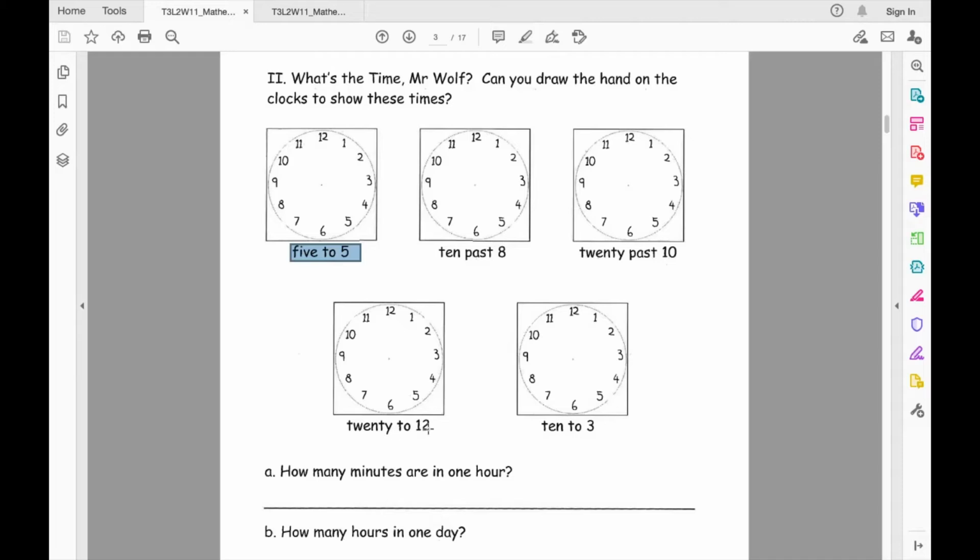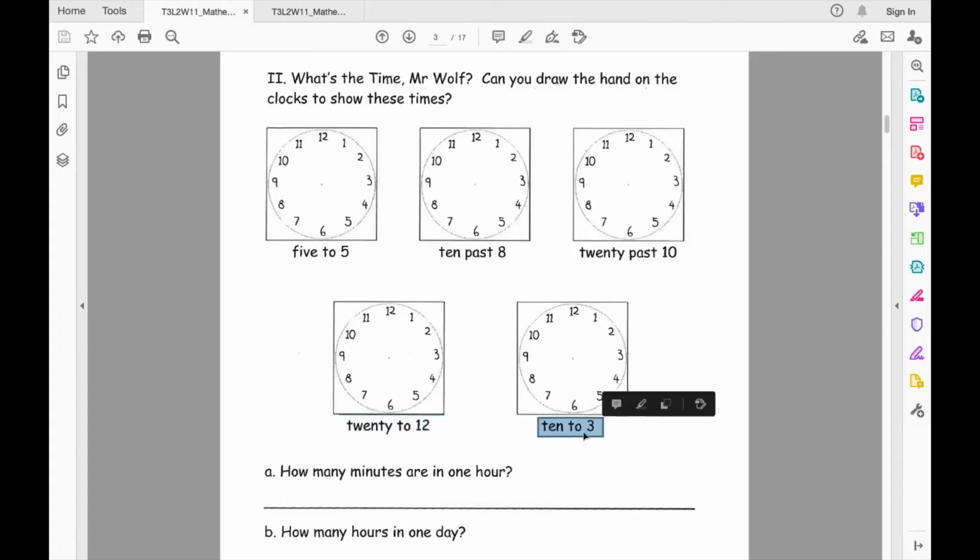Or 20 to 12 over here. That one's a bit tricky. That means there's 20 minutes left to a full hour. So to find that out, you do 60 minus 20. And how many minutes do you get? So that one's for homework. Just replay the video in case you don't remember, this is my hint.